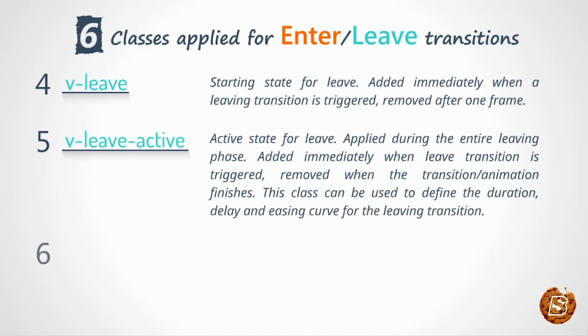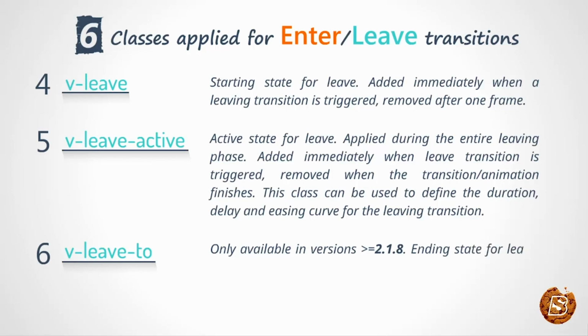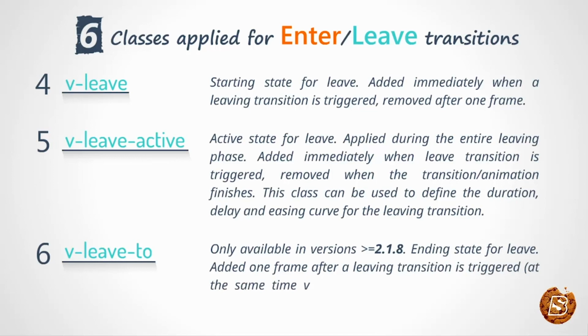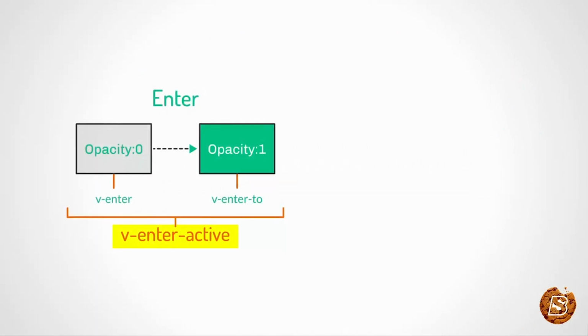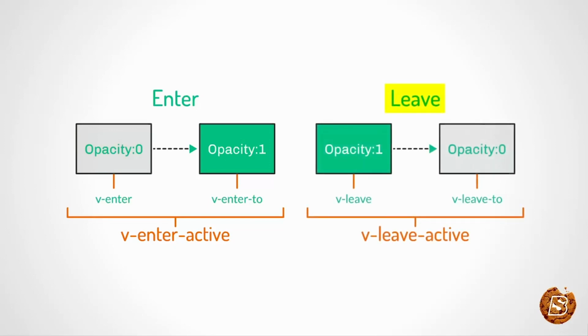The last one we have is v-leave-to, which is again only available in versions greater than 2.1.8. Ending state for leave, added one frame after a leaving transition is triggered. At the same time, v-leave is removed when the transition animation finishes. So here you can see that we have v-enter-active. So on enter we have v-enter, then v-enter-to. So the opacity changes from opacity 0 to opacity 1. Similarly, we have leave. So we have v-leave-active, which includes v-leave to v-leave-to.